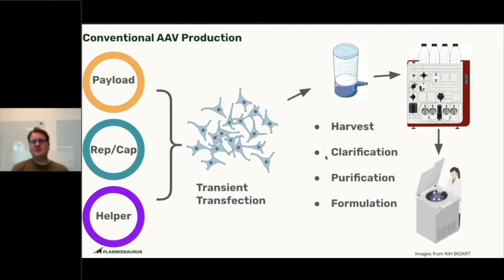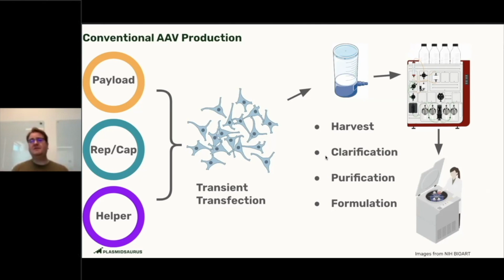And conventional AAV production has been around for about 30 years at this point. This involves what's called triple transfection of a payload plasmid. So this is your intended transgene flanked by inverted terminal repeats, or ITRs. The rep and cap genes from AAVs in a second packaging plasmid, as well as a helper plasmid containing some adenoviral genes that are required to recapitulate the adeno-associated virus life cycle. These are delivered by transient transfection, after which the cells are lysed and harvested. There's a clarification and purification step, and then usually final formulation.